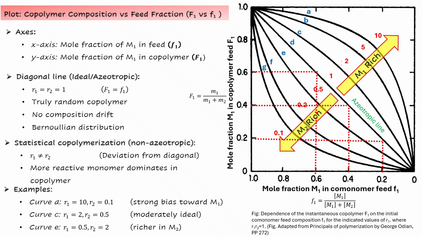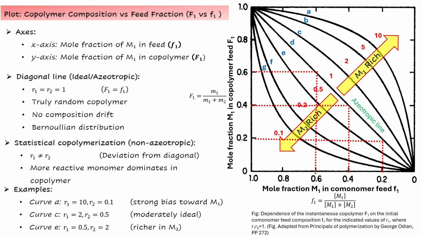Now let us take another example where monomer 2 is more reactive. Consider curve E, for which R1 is equal to 0.5 and R2 is equal to 2. The behavior is also moderately ideal, but the resulting copolymer will be richer in monomer 2 compared to monomer 1 due to its high reactivity.